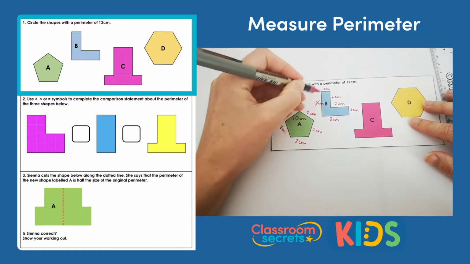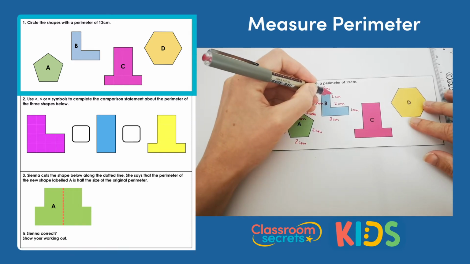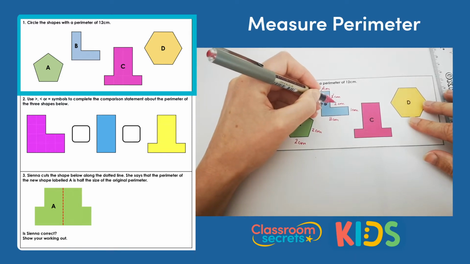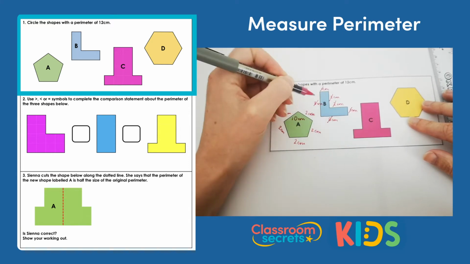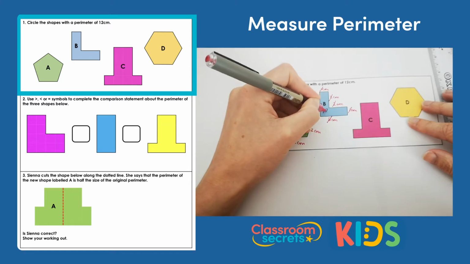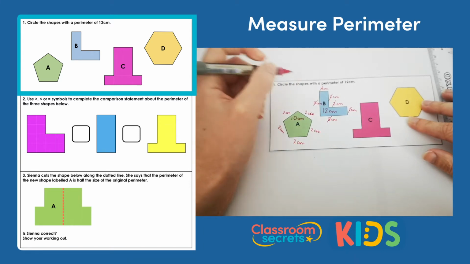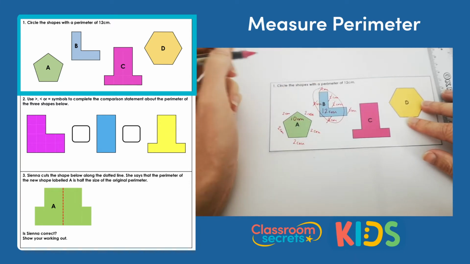So we've got 3 add 1 is 4. 4 add 2 is 6. 6 add 2 is 8. 8 add 1 is 9. 9 add 3 is 12. So the perimeter of B is 12. So we can circle B.